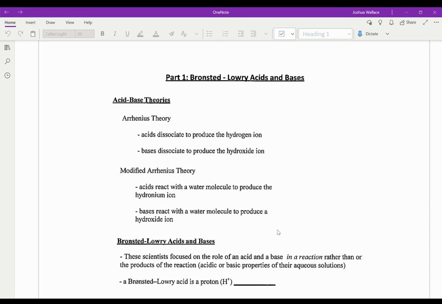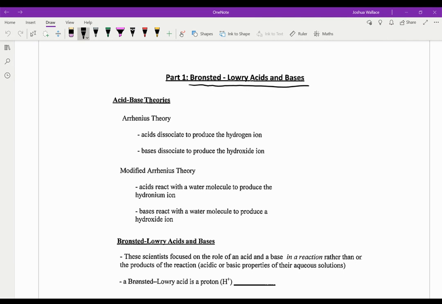Hello, everybody. Welcome to Outcome 2, Part 1 for equilibrium, acids, and bases. In this section, we're going to look at acids and bases, particularly Bronsted-Lowry acid bases.